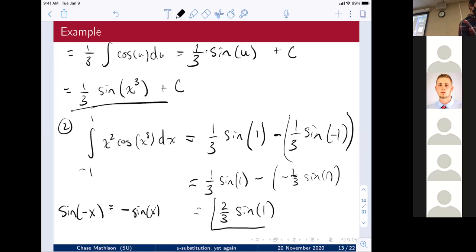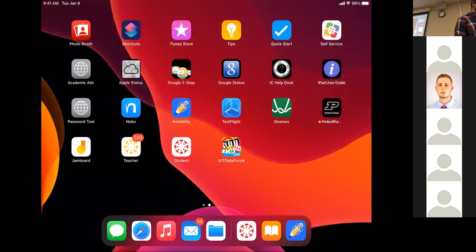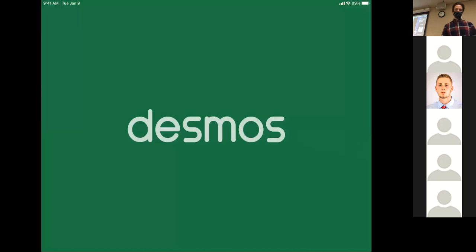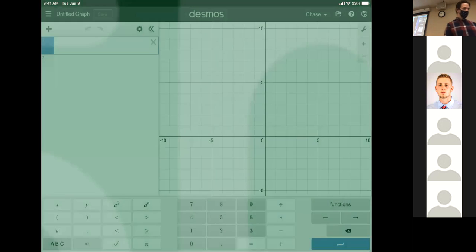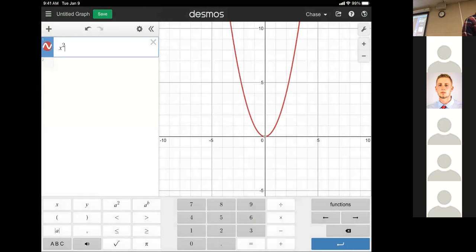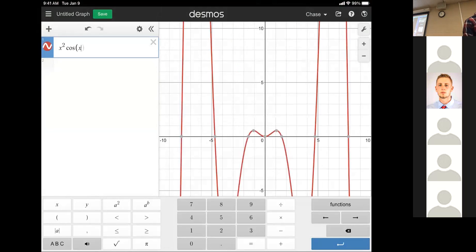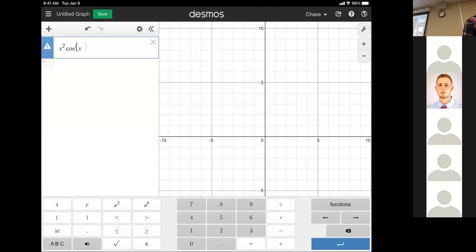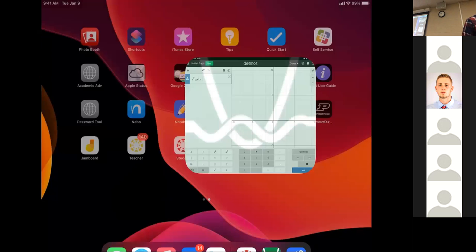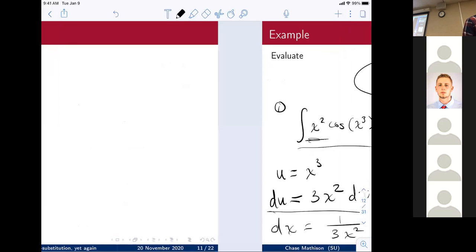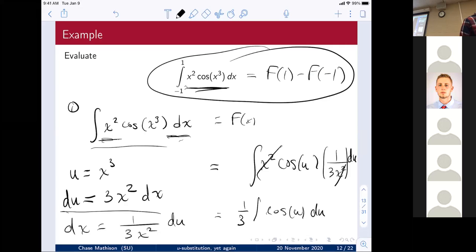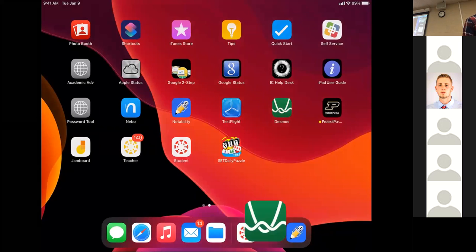So there's that answer. If we look at Desmos, we were looking at x squared cosine of x to the third. No, that's wrong. What were we looking at? Sorry. Oh, no, I was right. How dare you guys make me question myself.